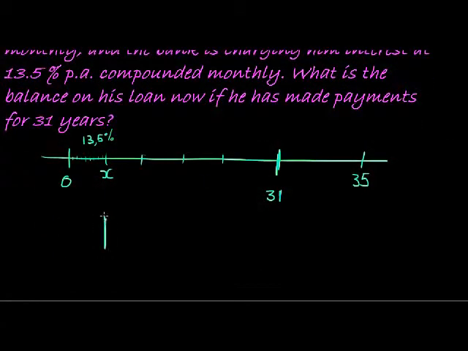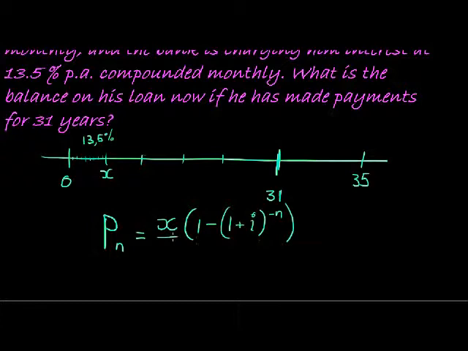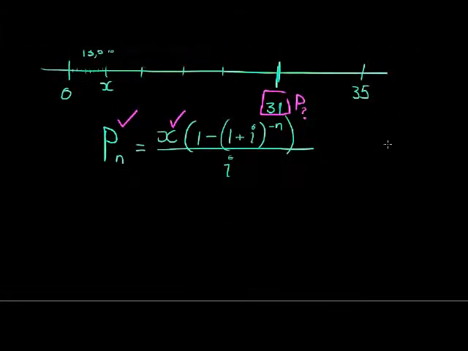Okay, so if we look at our formula, Pn is equal to x times 1 minus (1 plus i) to the power negative n, over i. We can see here that we know what the original value is. But we want to use this same formula to find out what the value will be right here. And to do that, we are first going to need to calculate x. So that's going to be our first step, calculating the monthly amount that he has paid back.